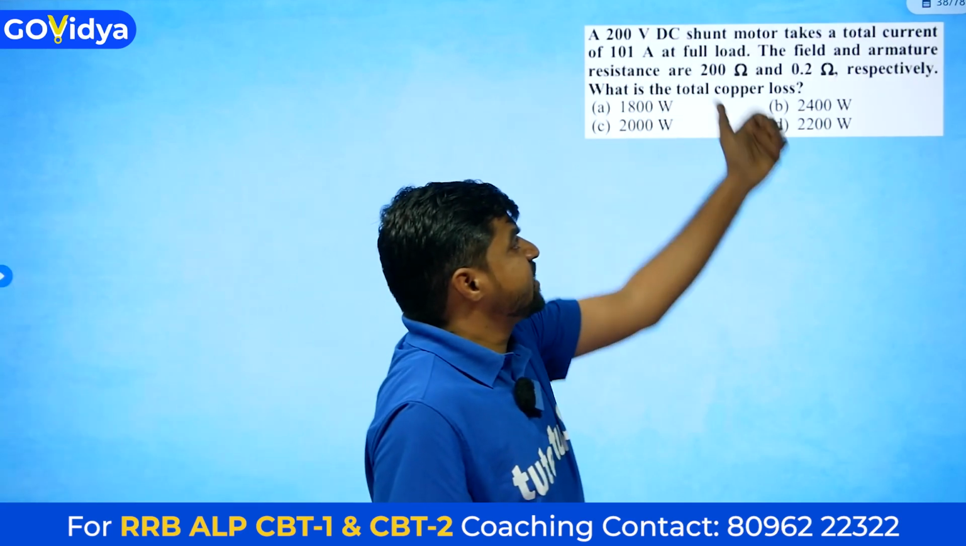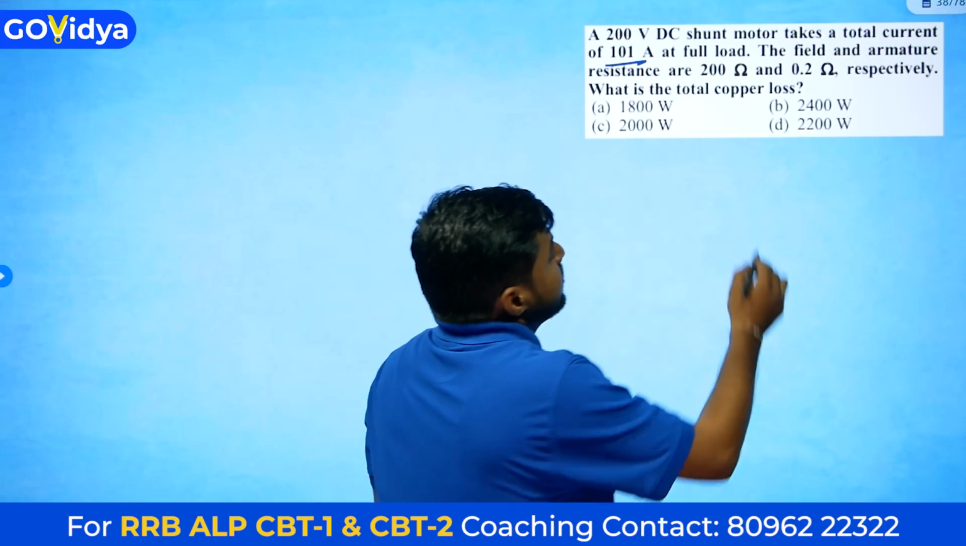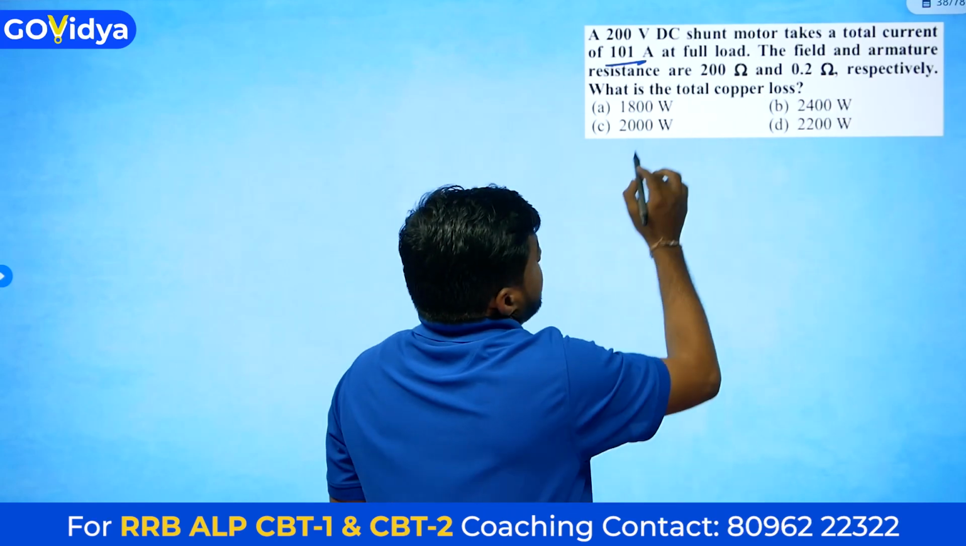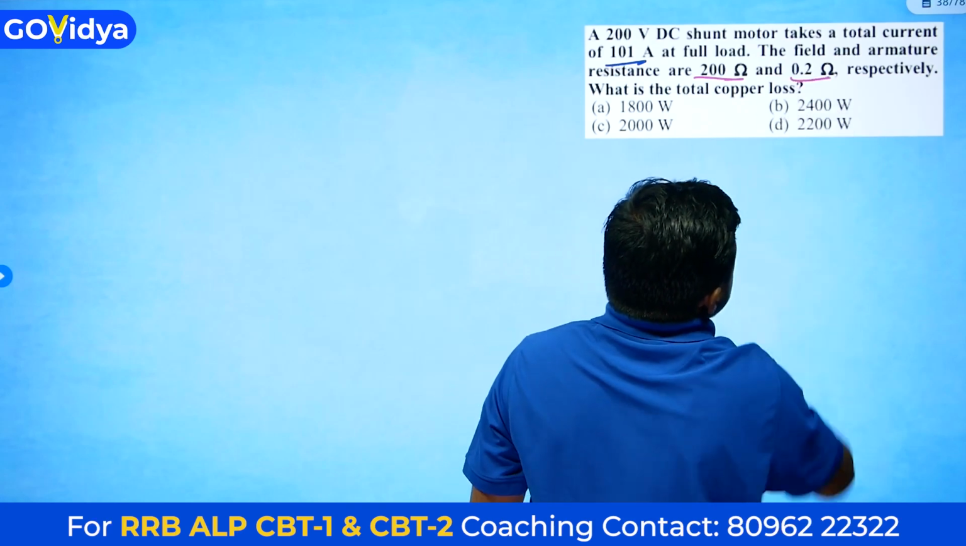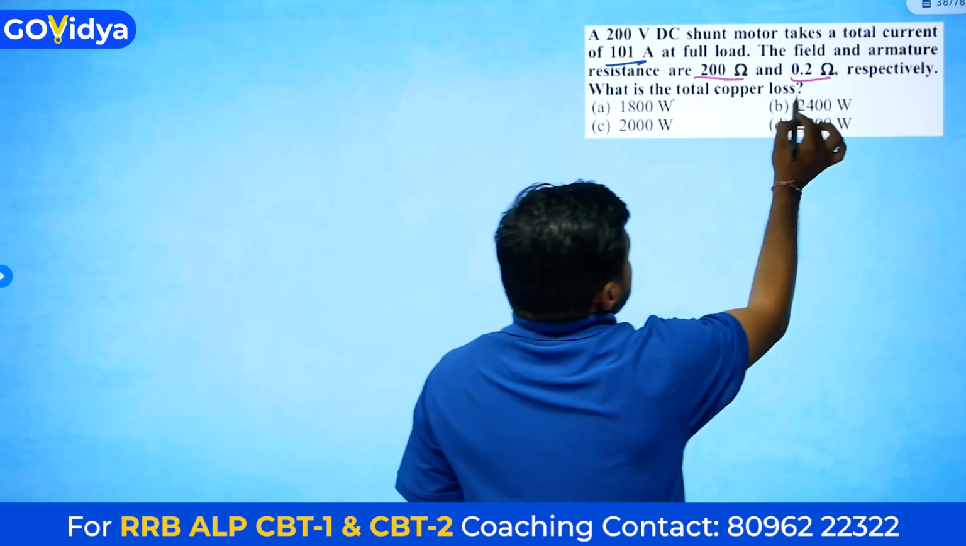A 200 volts DC shunt motor takes a total current of 101 amperes at full load. The field and armature resistance are 200 ohms and 0.2 ohms respectively. What is the total copper loss? We have to find total copper loss.